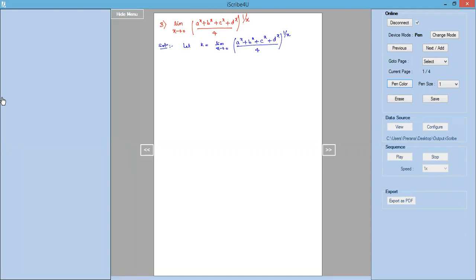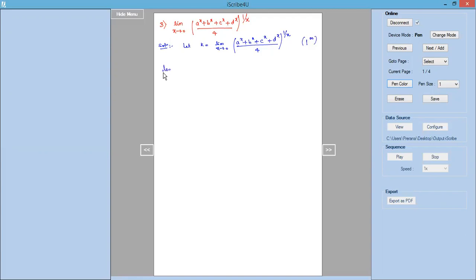We recall the value of a power 0 as x tends to 0. This is a power 0 plus b power 0 plus c power 0 plus d power 0. Each of those values is 1. So 1 plus 1 plus 1 plus 1 is 4, divided by 4, which is 1, and 1 power 1 by 0 is infinity. So it is of the form 1 power infinity. So let us take logarithm on both sides and proceed.